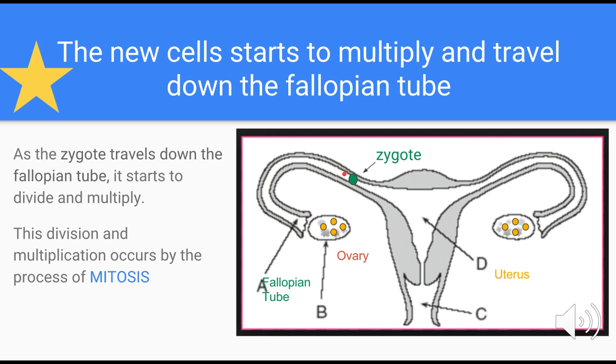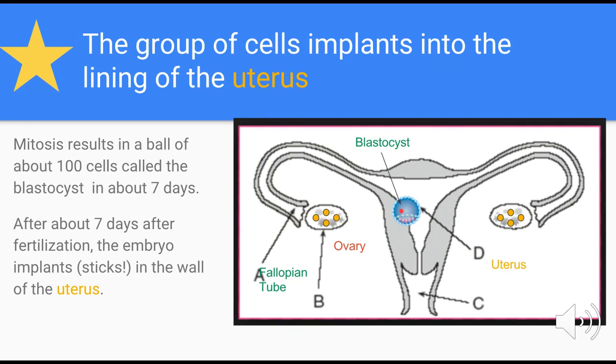So the new cells start to multiply, and the zygote travels down the tube, the fallopian tube, toward the uterus. It's dividing by mitosis. It starts as a single cell, and then it's 2 cells, then it's 4 cells, and 8 cells, until it gets to be about 100 cells. And then around 100 cells, this is called a blastocyst. It's actually like a hollow ball.